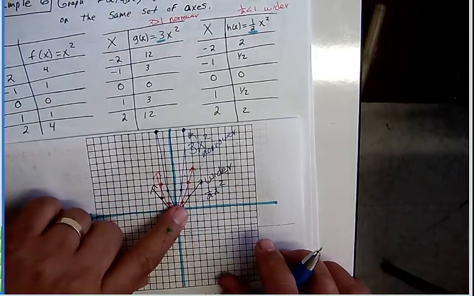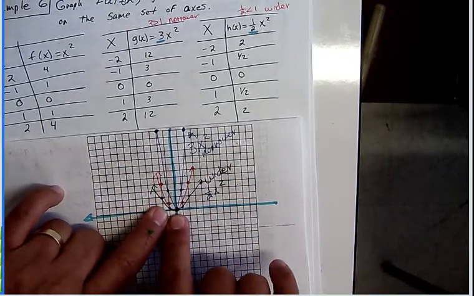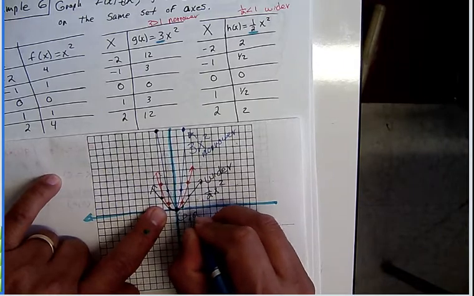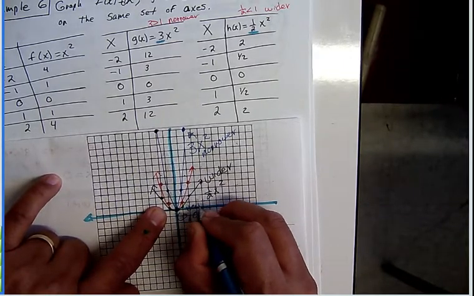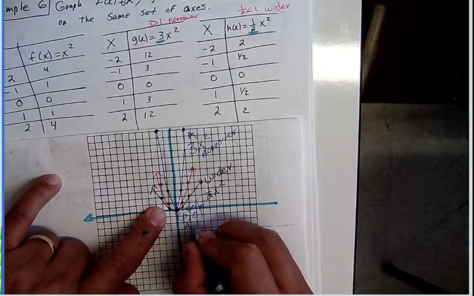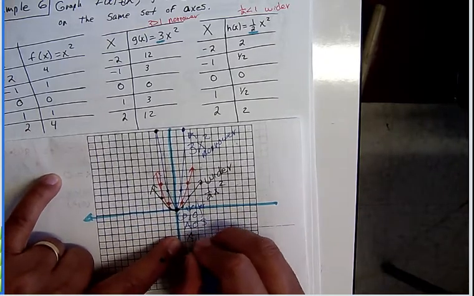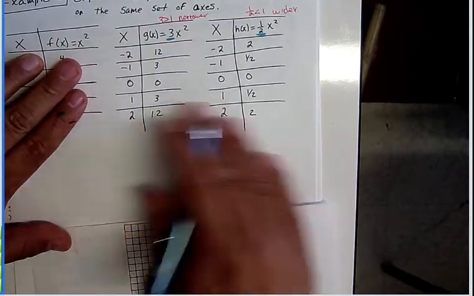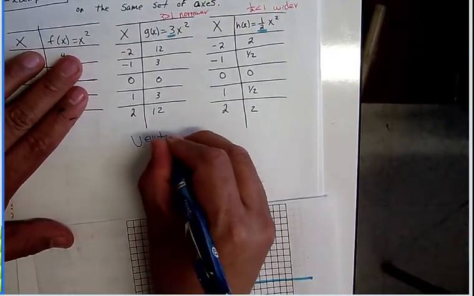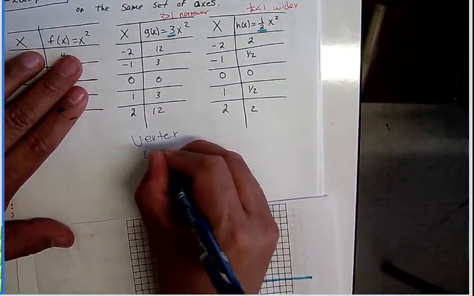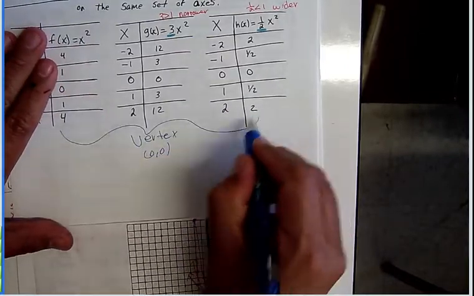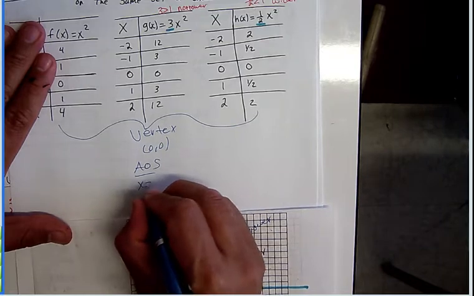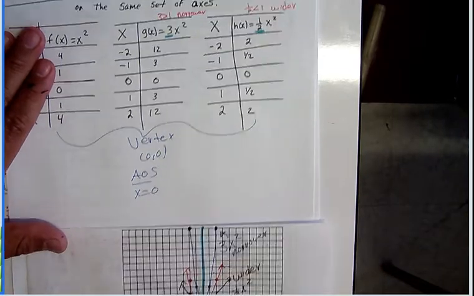Okay, the axis of symmetry for these three would just be 0, 0. I mean, the vertex would be 0, 0 for all of them. And the axis of symmetry would just be x equals 0 again. And that's it.